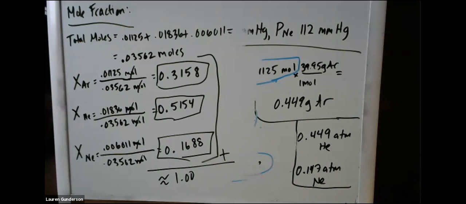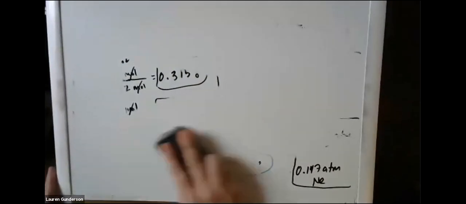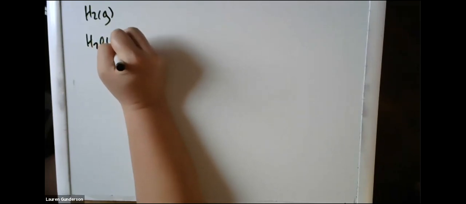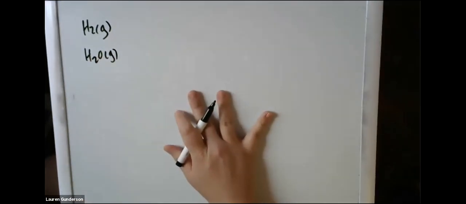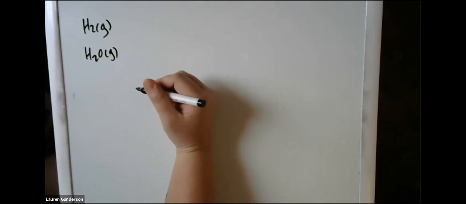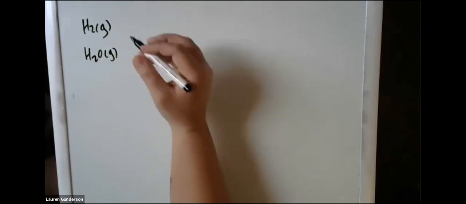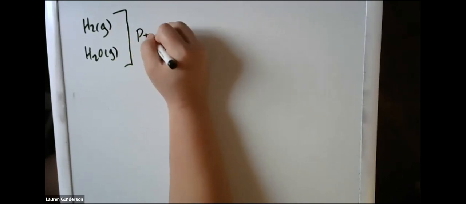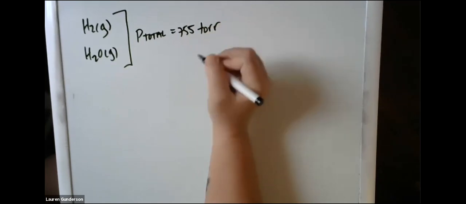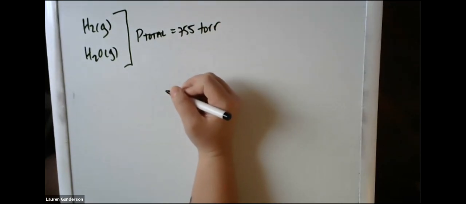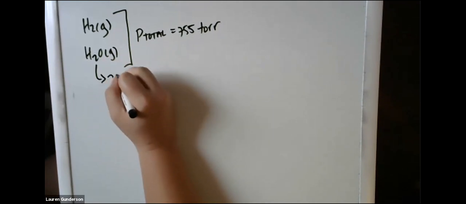Okay, so turn to the next slide in your packet and let's look at this example. We have a sample of hydrogen gas mixed with water vapor. So that means that we have H2 gas and we have H2O gas. This is our mixture here. Right? Our mixture has a total pressure of 755 torr. Okay, so P total is 755 torr, and the water vapor has a partial pressure of 24 torr.